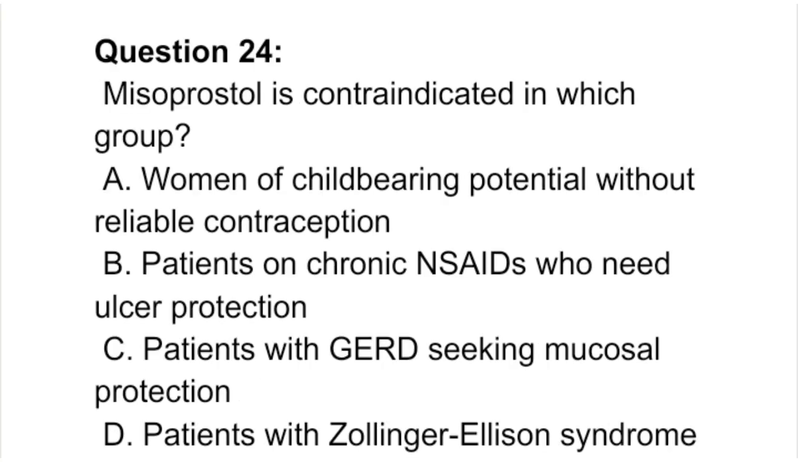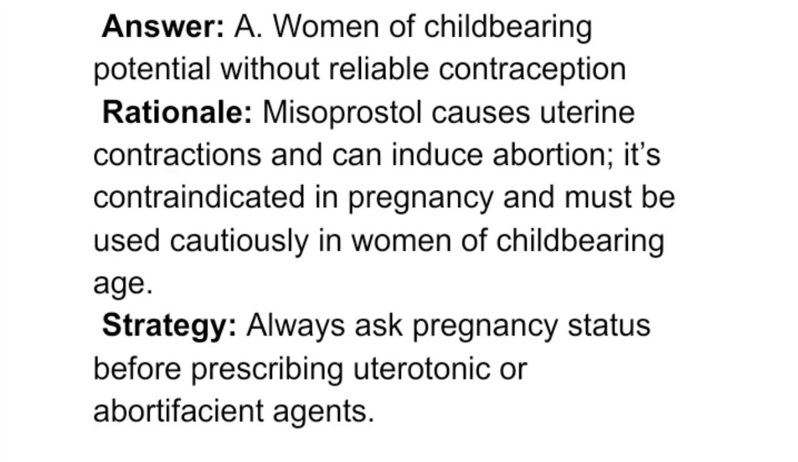Question 24. Misoprostol is contraindicated in which group? A. Women of childbearing potential without reliable contraception. B. Patients on chronic NSAIDs who need ulcer protection. C. Patients with GERD seeking mucosal protection. D. Patients with Zollinger-Ellison syndrome. Answer: A. Women of childbearing potential without reliable contraception.